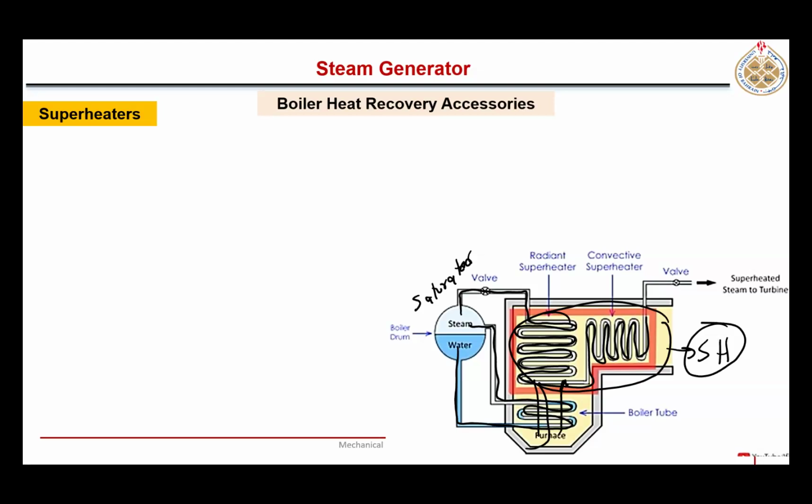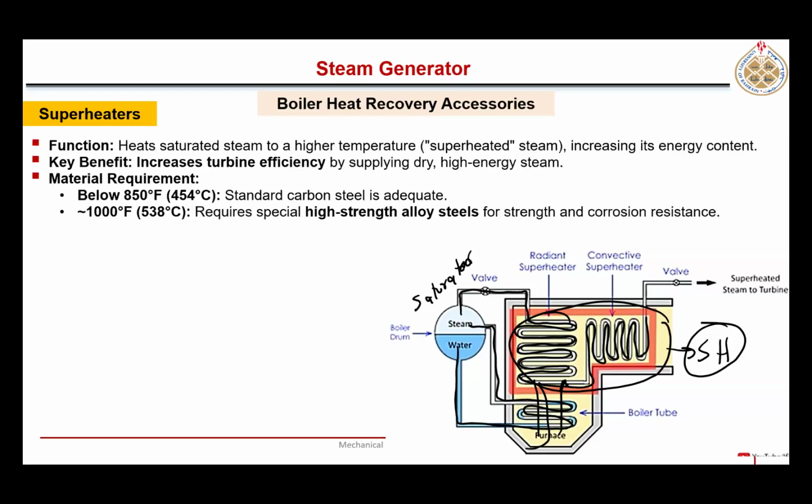Okay, so here are some basic details about superheaters. If the temperature is below 450 degrees Celsius, standard carbon steel is used as the material of those superheating pipes. If the temperature is in the range above 500, then we need special high strength alloy steels for strength and also for corrosion resistance.